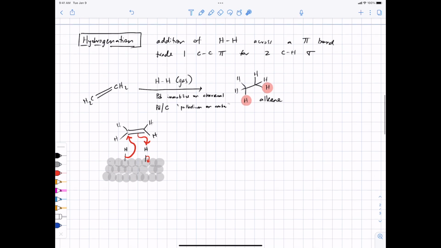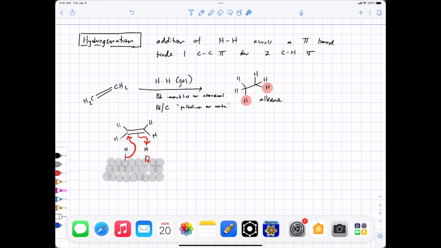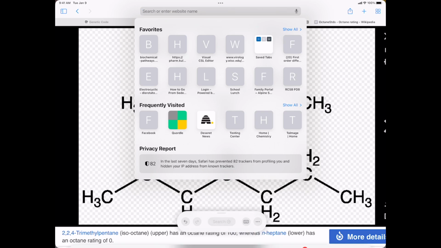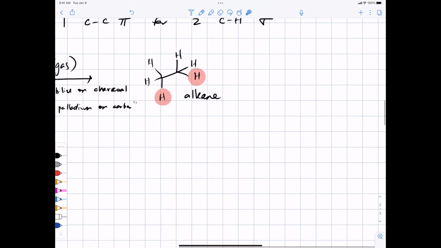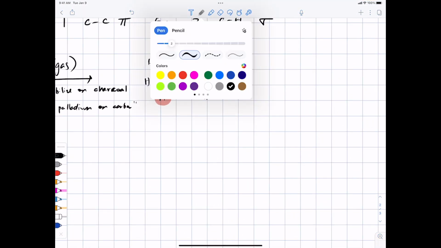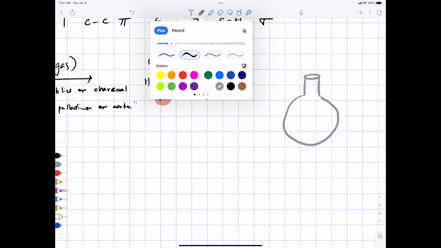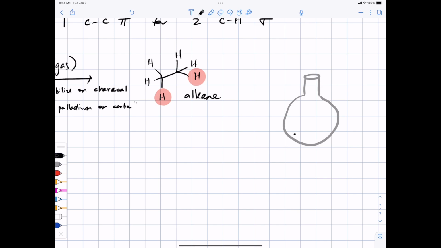Let's see, what does this look like in the lab? A couple of different reaction setups. Let's see. Yes, that is how they do margarine. I'll just draw what it looks like in the lab. So you have a round bottom flask with a sort of stir bar at the bottom of it. You put the palladium on carbon catalyst in the flask. This is a sort of dust powder that you can weigh out and inhale. That would be bad. Don't do that.